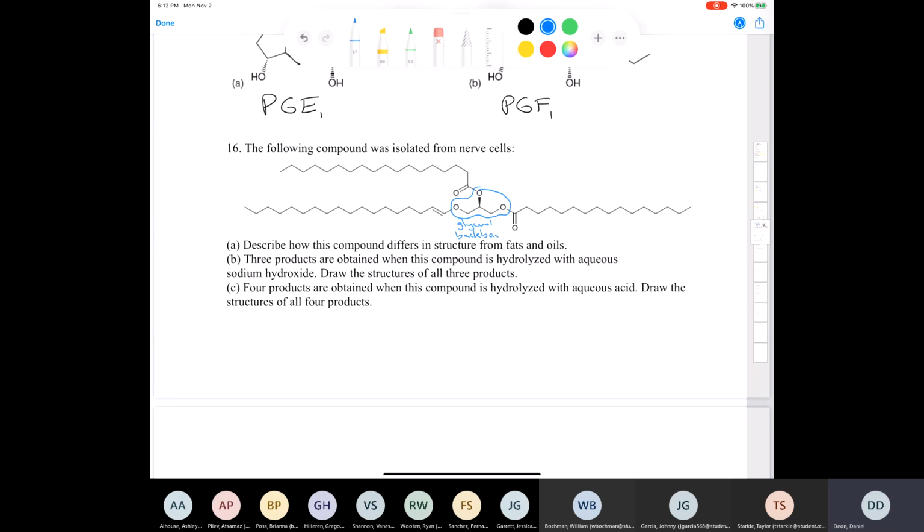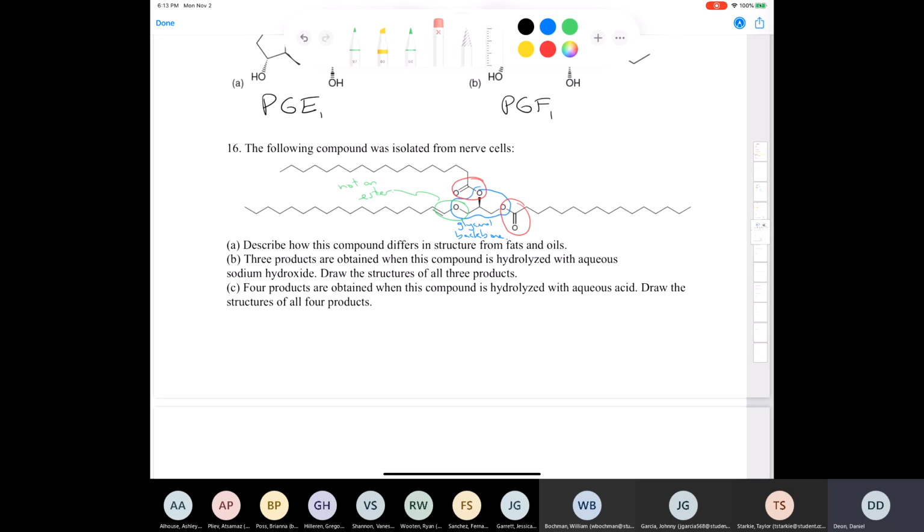Well, what's the difference? Not the backbone. The difference is that a triglyceride that's found in fats and oils has 3 esters. Look, we have an ester here. We have an ester here, but over here, this is not an ester. So that's how the structure of this compound differs from fats and oils.